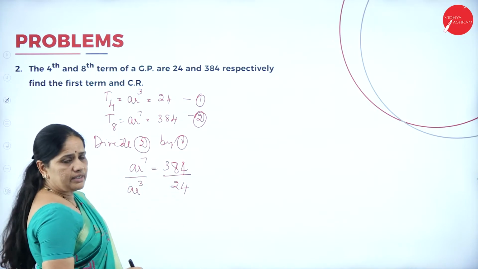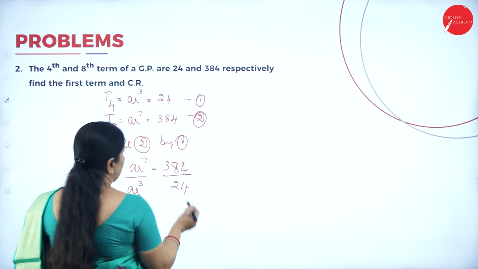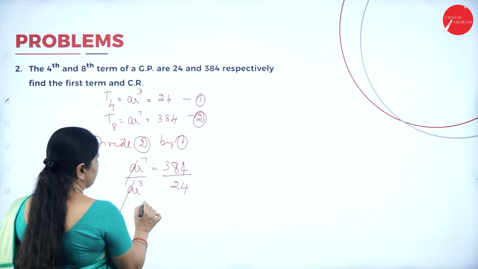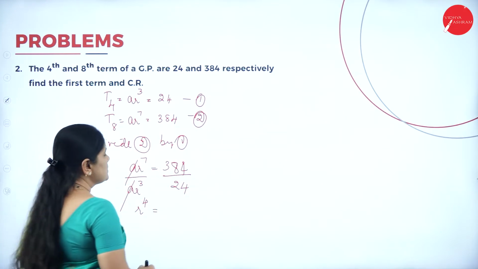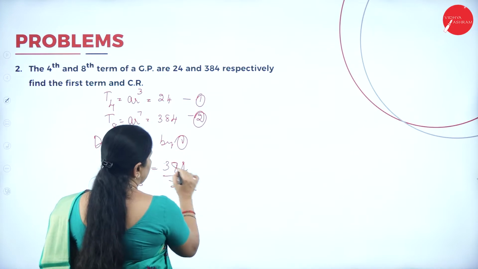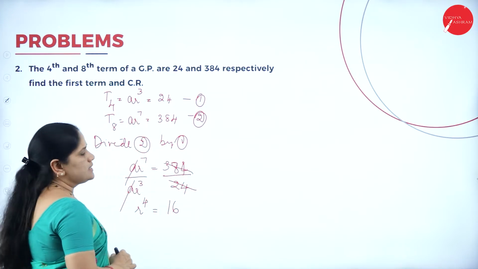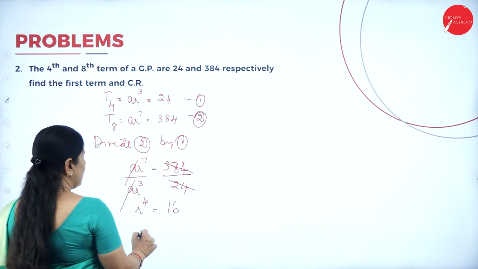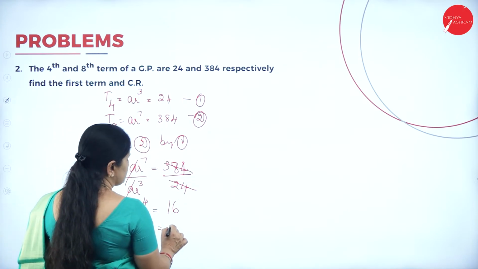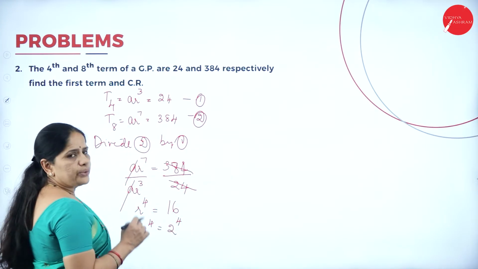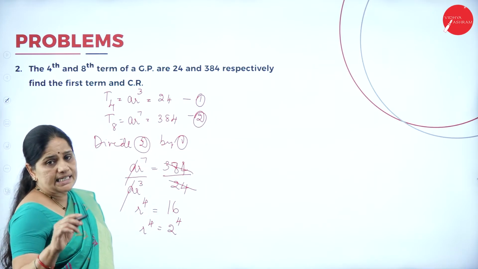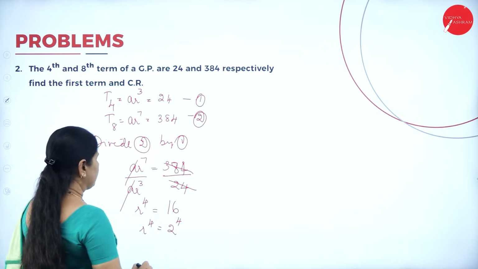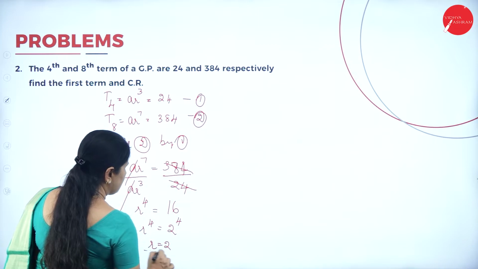Now 384 divided by 24. So when I simplify this, A and A get cancelled. R^7 minus R^3 will be R to the power 4. This will be equal to, when I simplify this, I get 16 as the answer. So 24 into 16 is 384. Now R to the power 4 equals 2 to the power 4. So 2 into 2 is 4, 4 into 2 is 8, 8 into 2 is 16. So when the powers are the same, the bases are the same. So R equals 2 is the answer.